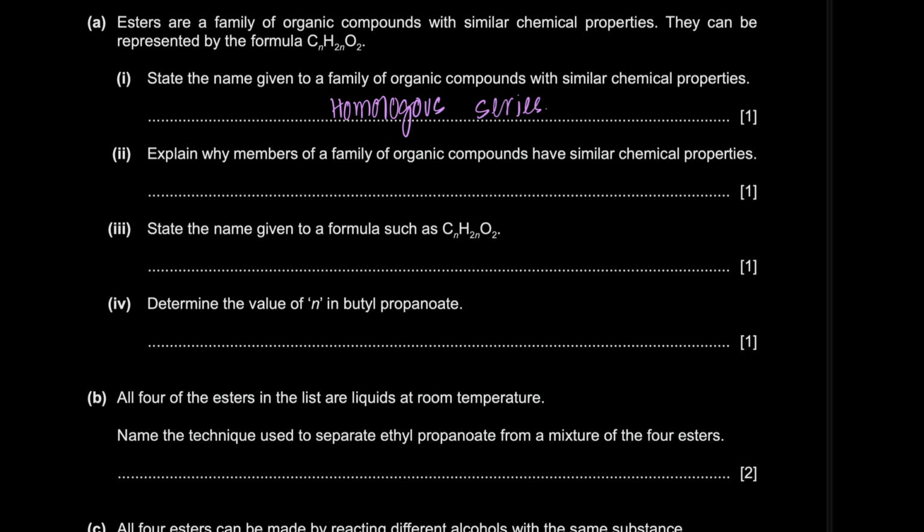Explain why members of a family of organic compounds have similar chemical properties: because they have the same functional group. It's called functional group because that's where the fun's at. Functional group. Anyway, let's move on. State the name given to the formula, such as this one: a general formula.